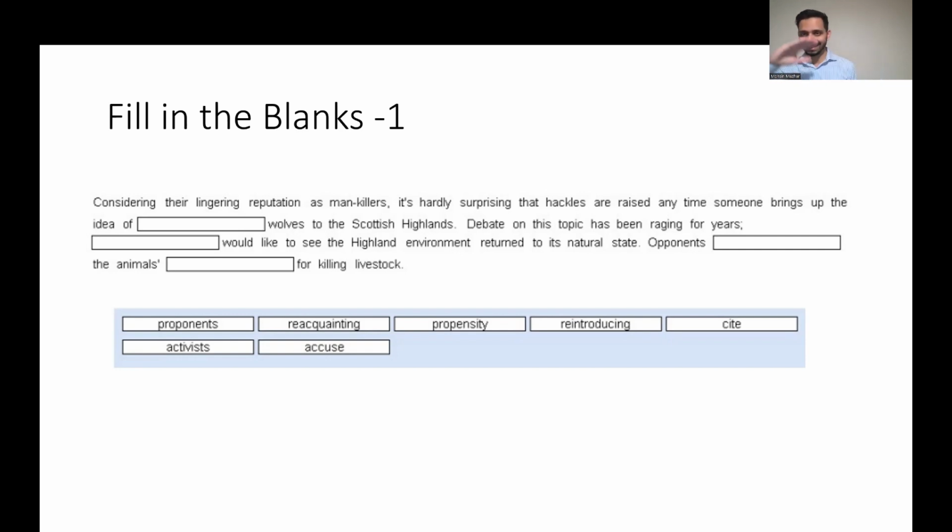But opponents, we've got two options, accuse or cite. We need to choose from two options here, because we need the plural noun form, and they are actually giving their argument, right? So when they're giving the argument, they're citing. Opponents cite the animal's propensity for killing livestock. So let's look at the answers now.